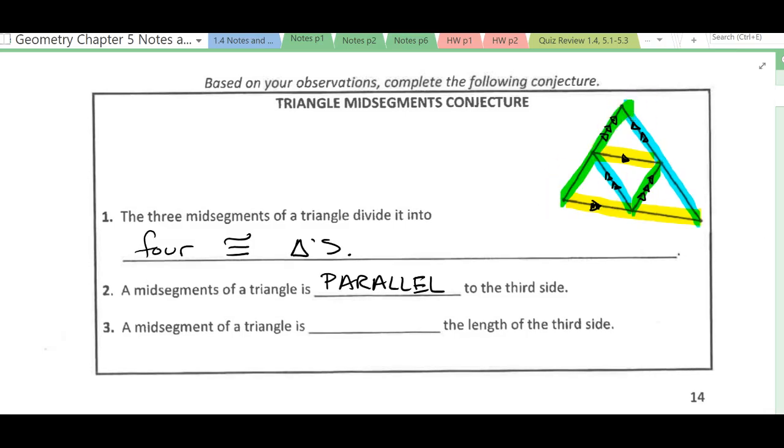Okay, and a midsegment of a triangle is half the length of the third side. When we say the third side, each midsegment, for example, this midsegment, it goes through this side of the triangle and also this side of the triangle. So when we say it's half the length of the third side, we're talking about the side that it doesn't go through, which is on the bottom there.